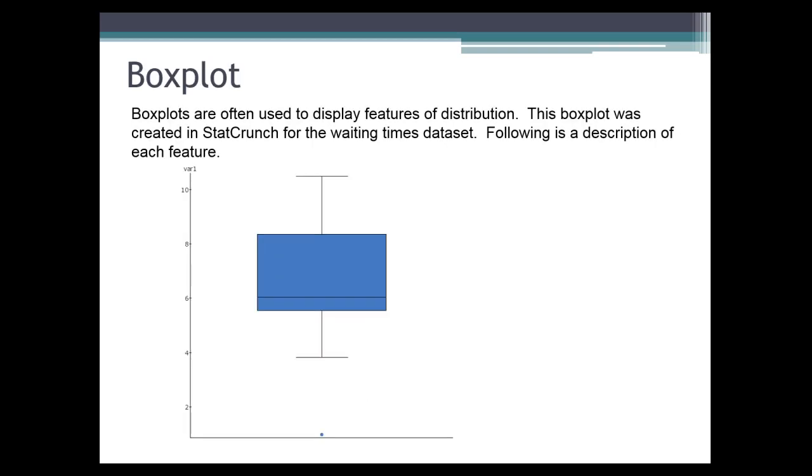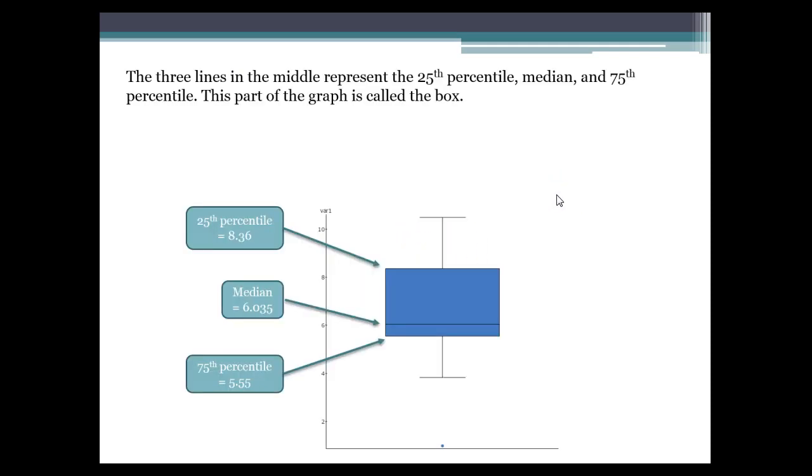All right, so we've seen box plots briefly already, but let me talk just a little bit more about what box plots tell you. I created this box plot in StatCrunch for this waiting times data set. Here's what each one of these things tell you. The box for the box plot tells you the 25th percentile and the 75th percentile. And then you've got a line in the middle for the median. So the box represents the 25th percentile up to the 75th percentile, and that line in the middle is the median.